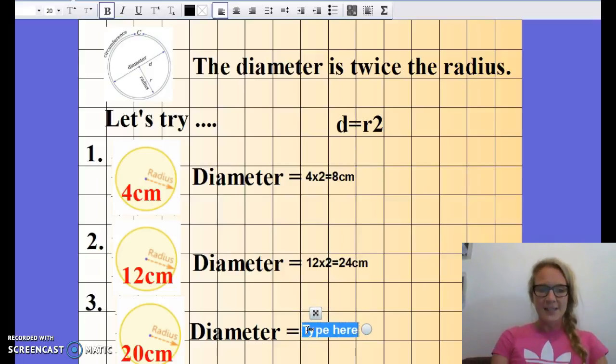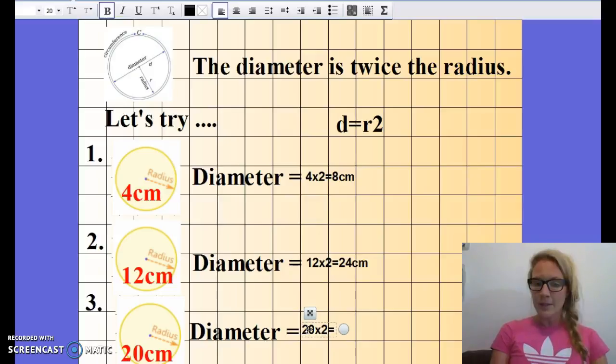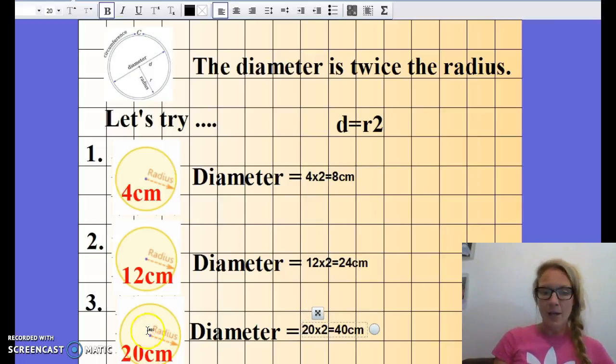Yes, you are correct, Year 6. If the radius is 20 centimetres, we need to double that, so we would multiply it by 2, and the answer would be 40 centimetres as the diameter of circle number 3.